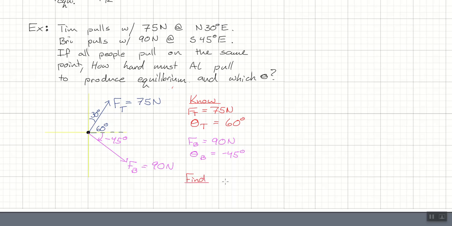All right. What are we trying to find? Number 3. Force of Al. I'm cool with that. F sub A is what we're after. If you want to be more specific, it's the what force? Equilibrant force. Okay. Al is the equilibrant force. I'm looking for force of Al, and I'm looking for the theta of Al.